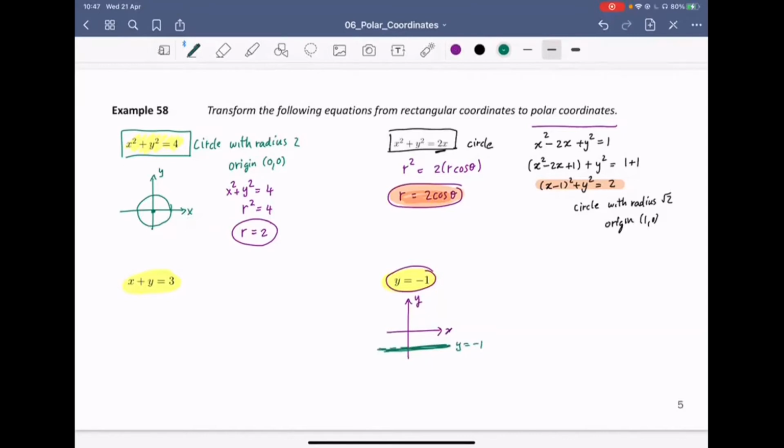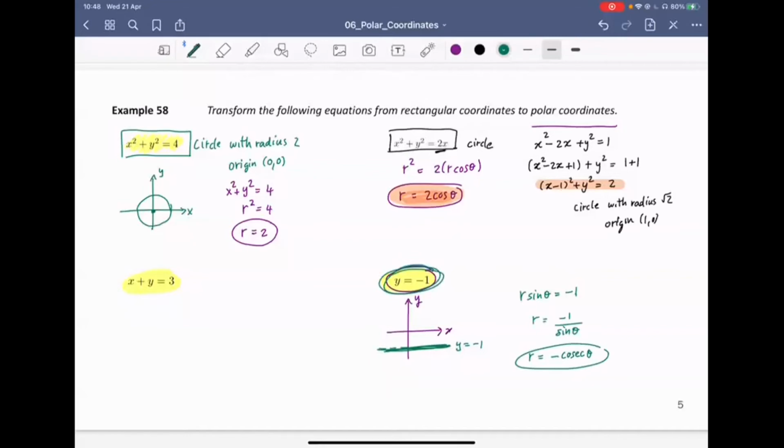But now in polar coordinates, you're going to have r times sine theta equal to -1, and that means r equals -1 over sine theta, and this is r equal to negative cosecant theta. Well, y equal to -1 is similar to r equal to negative cosecant theta. If you want to work with the line, we prefer to do the rectangular, right?